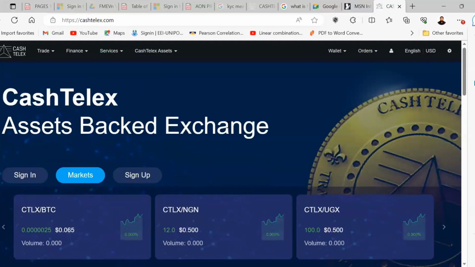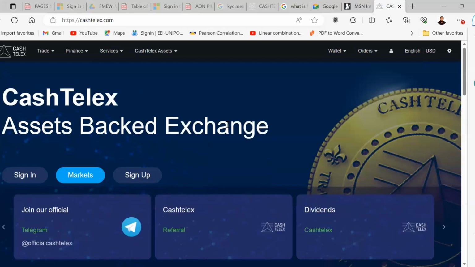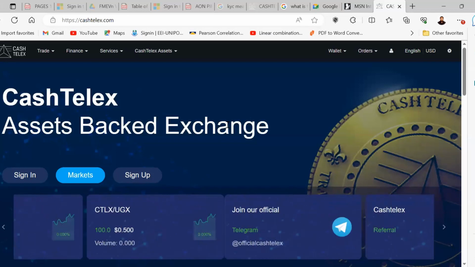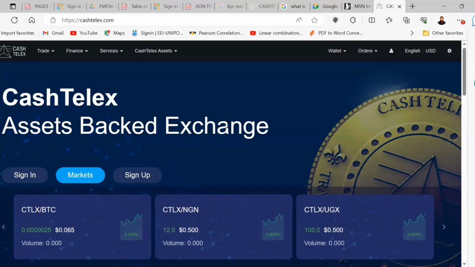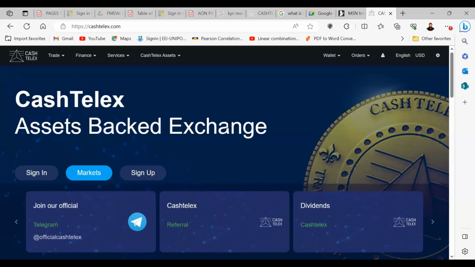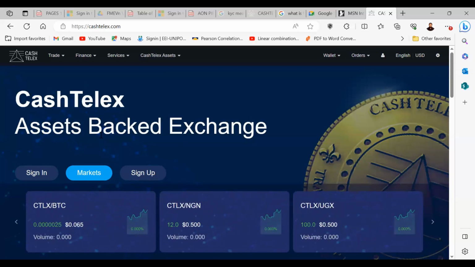So, we are currently at the CashTelex exchange platform, where you see a lot of directions: trade, finance, services, and all that. To start, for beginners, just go to sign in. After signing up, the next thing, if you want to order your CashTelex coins, is that you sign in.